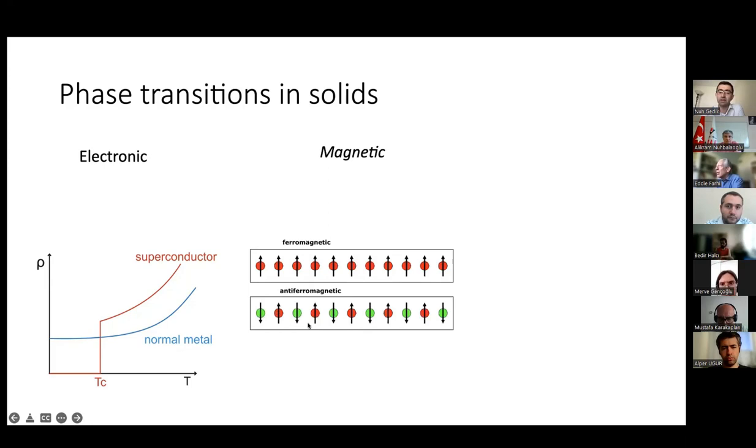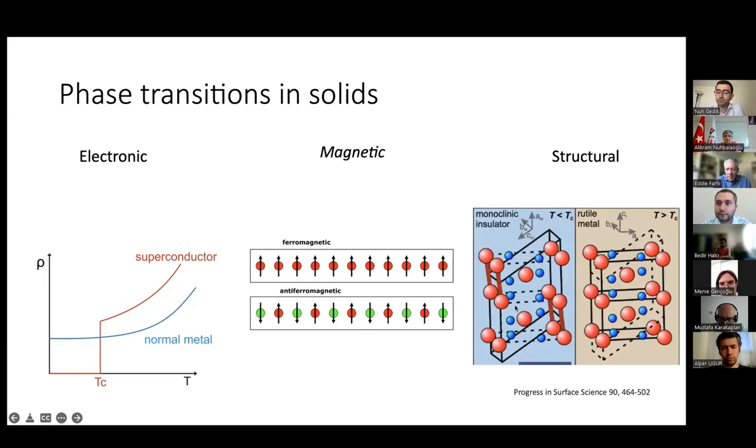Or it could be structural, that you actually cool the sample down and below a certain temperature, the structure of the material changes from one structure to the other structure. Now, often the case, these things are actually coupled. As the solid goes through a structural phase transition, its electronic structure also changes, or the magnetic one as well. So we begin with a very simple description of water, and we are adding more and more complexity.